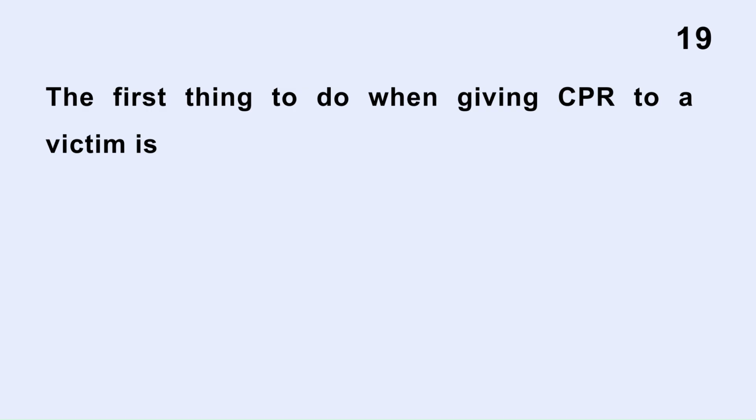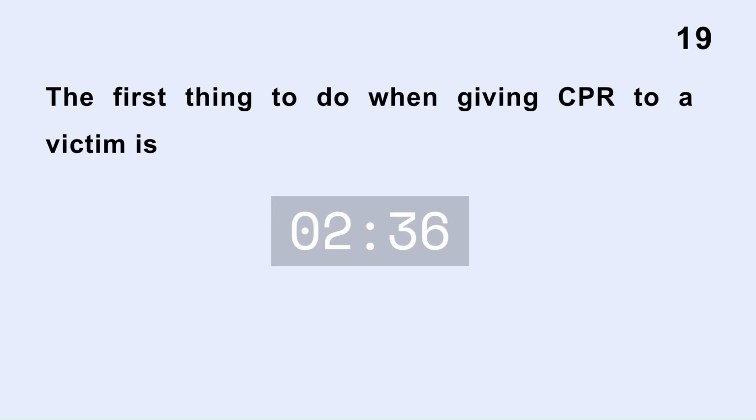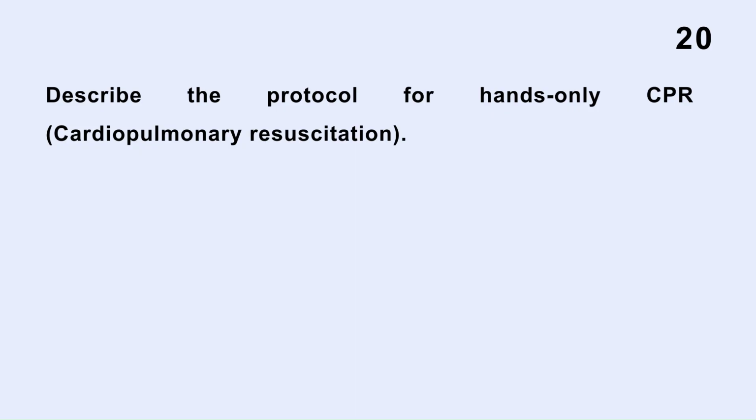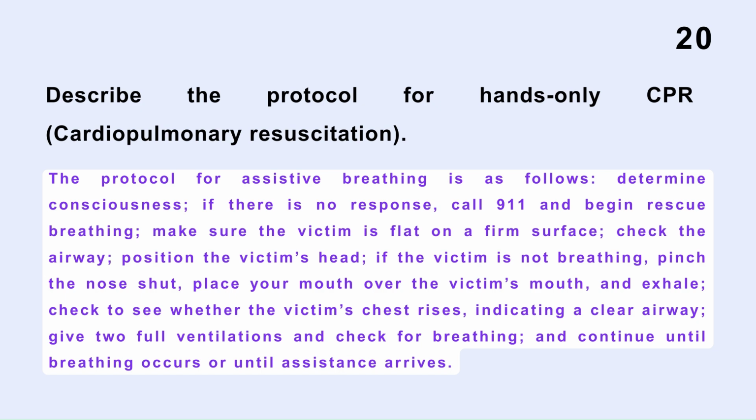Number 19. The first thing to do when giving CPR to a victim is determine whether the victim is conscious. Number 20. Describe the protocol for hands-only CPR, cardiopulmonary resuscitation. The protocol for assistive breathing is as follows. Determine consciousness. If there is no response, call 911 and begin rescue breathing. Make sure the victim is flat on a firm surface. Check the airway. Position the victim's head.